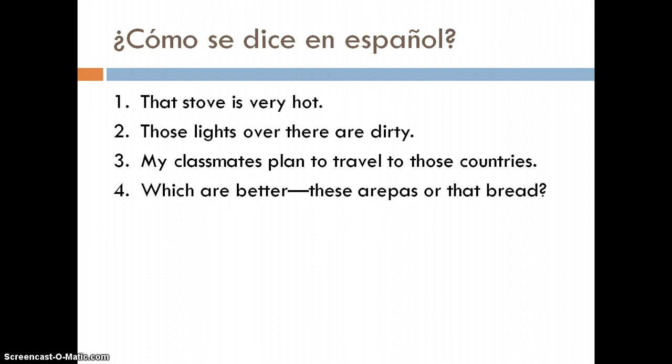¿Cómo se dice en español? Number 1. That stove is very hot. Number 2. Those lights over there are dirty. Number 3. My classmates plan to travel to those countries. Number 4. Which are better, these arepas or that bread?